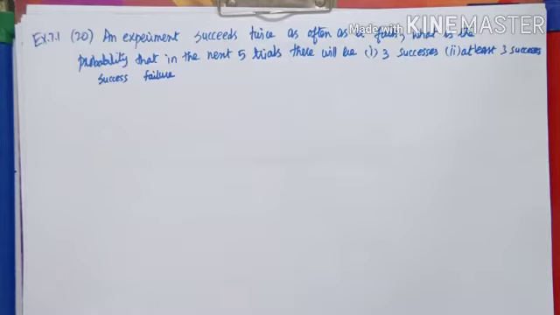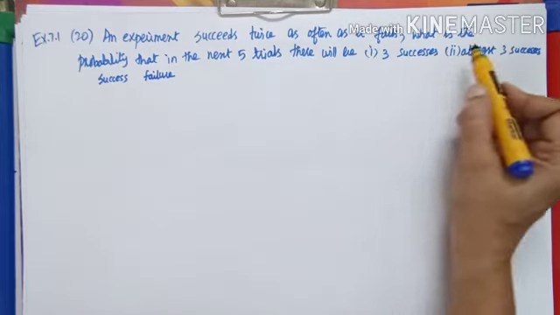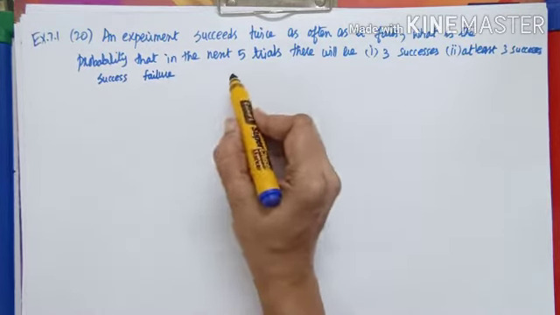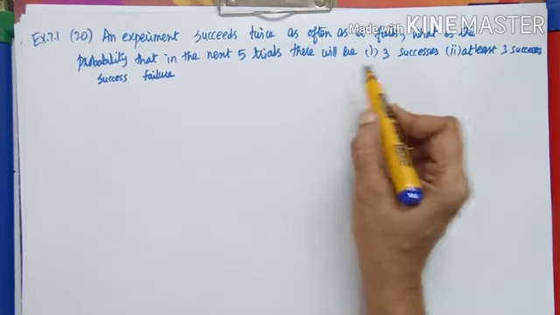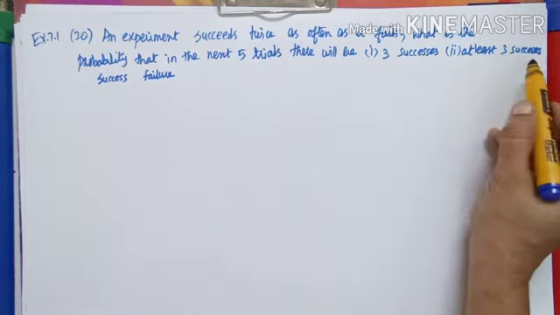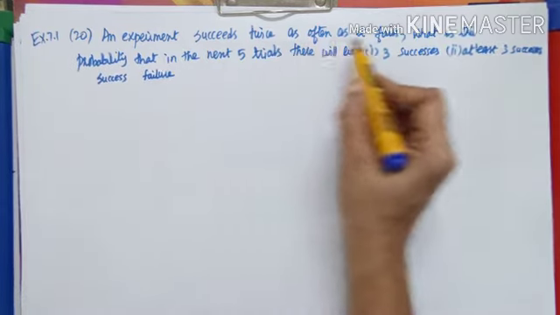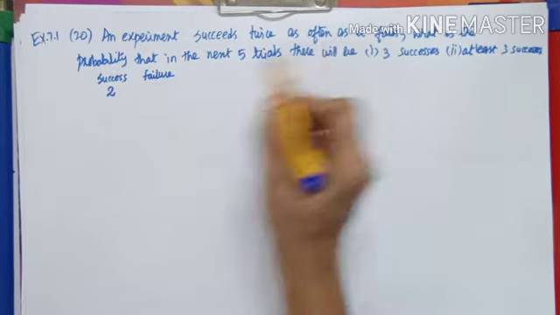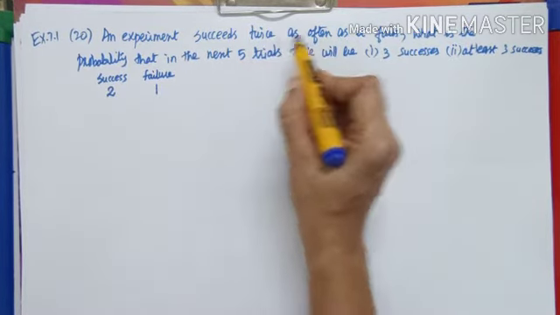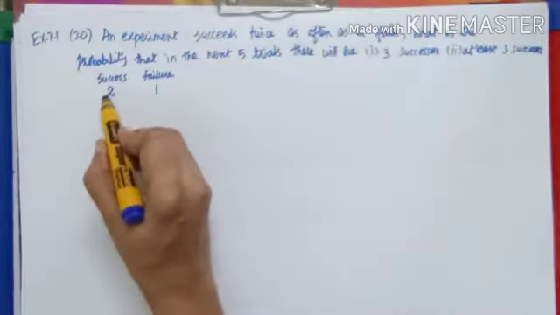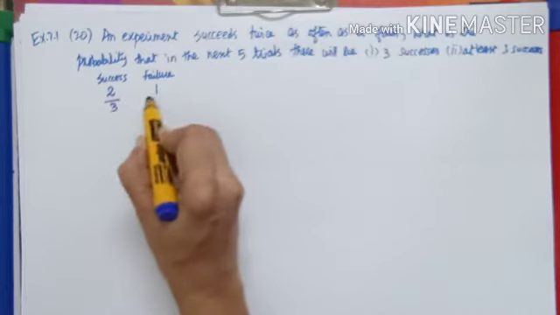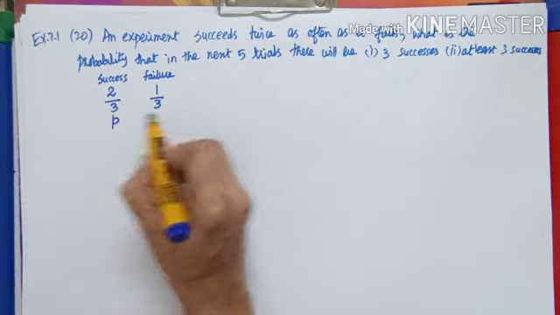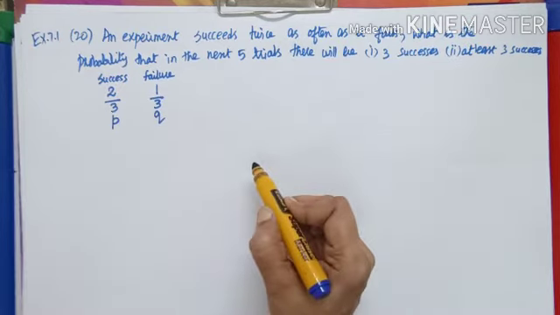Exercise 7.1, question number 20. An experiment succeeds twice as often as it fails. What is the probability that in the next 5 trials there will be 3 successes, and at least 3 successes? The first line tells me success is twice, failure is once. So twice as often as it fails: 2 plus 1, 3. So 2 by 3 and 1 by 3. This we call P and this we call Q.